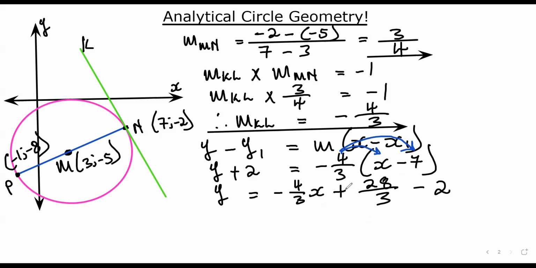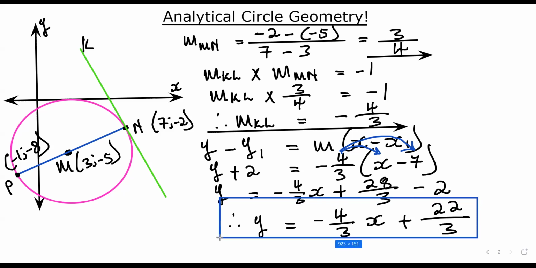And if we go to our very nice and beautiful calculators, and we type in 28/3 minus 2, we find that the y-intercept is just going to be 22/3. So what do you see here? It's just the equation of a tangent KL. And that should be it.